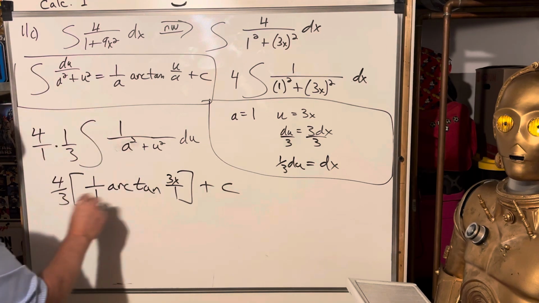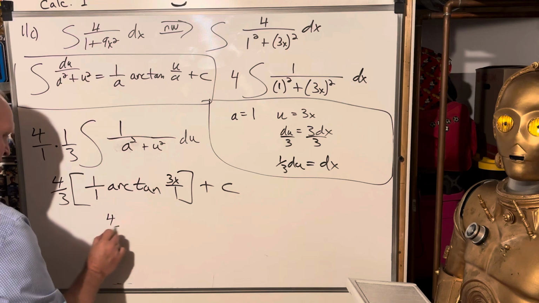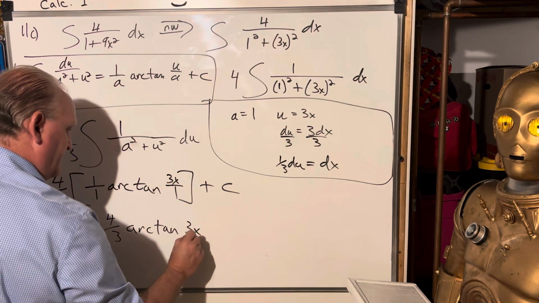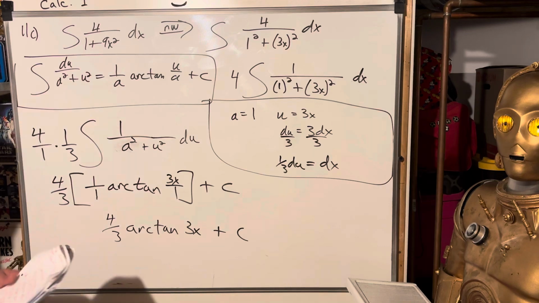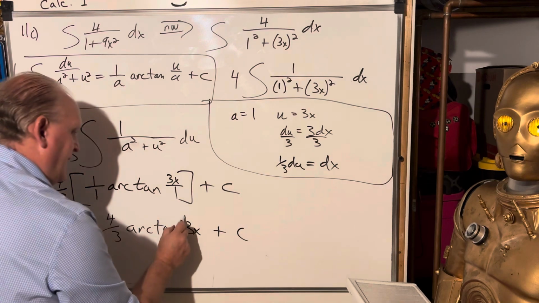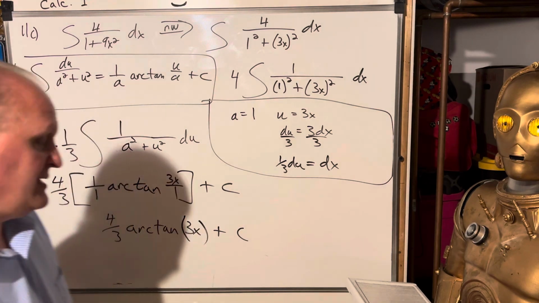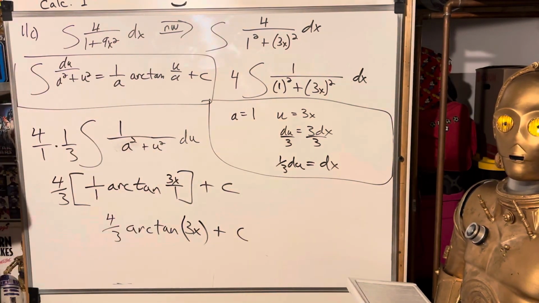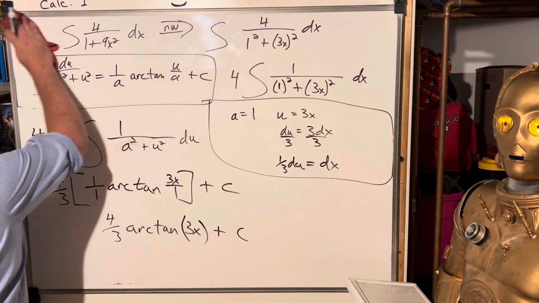Okay. And then don't leave it 1 over 1. 4/3 arctan of 3x. Let's see. And yeah, we should put parentheses on that so we know it's not the tan 3 times x. All right. Lovely. 11c. Let's do 11d.